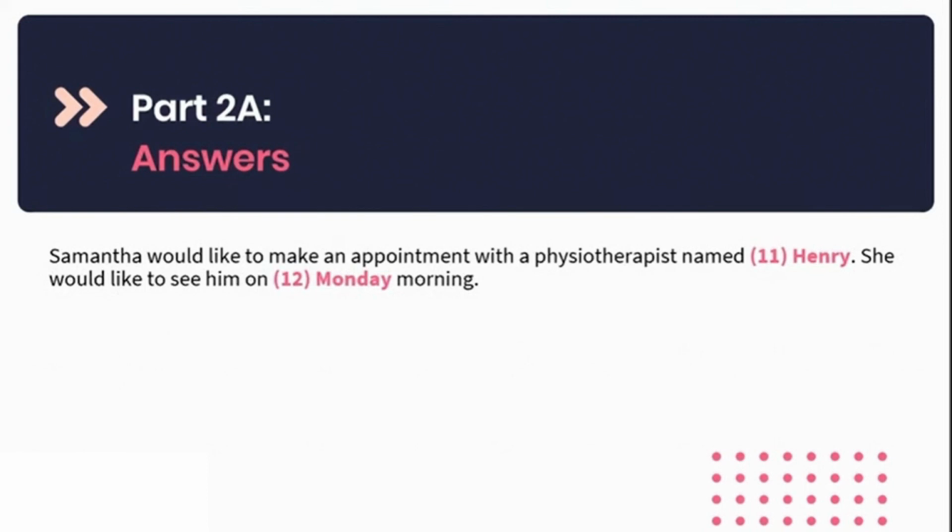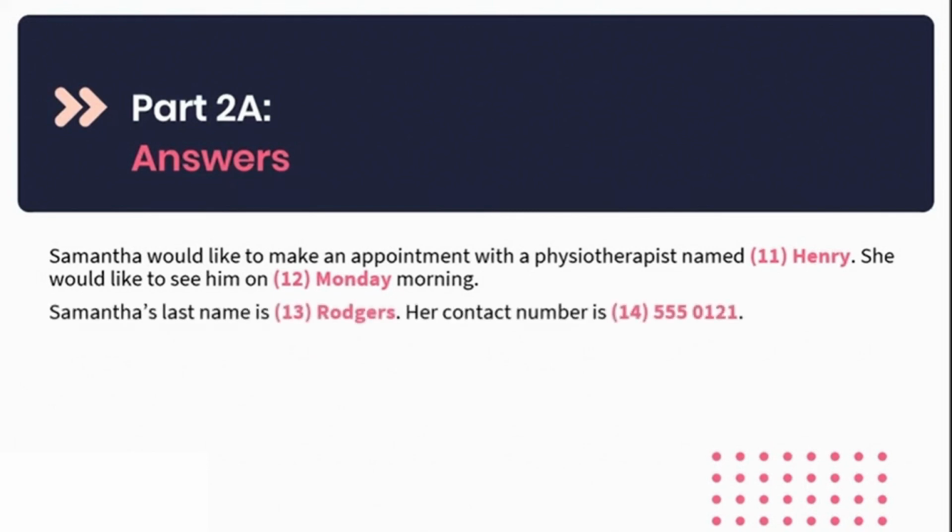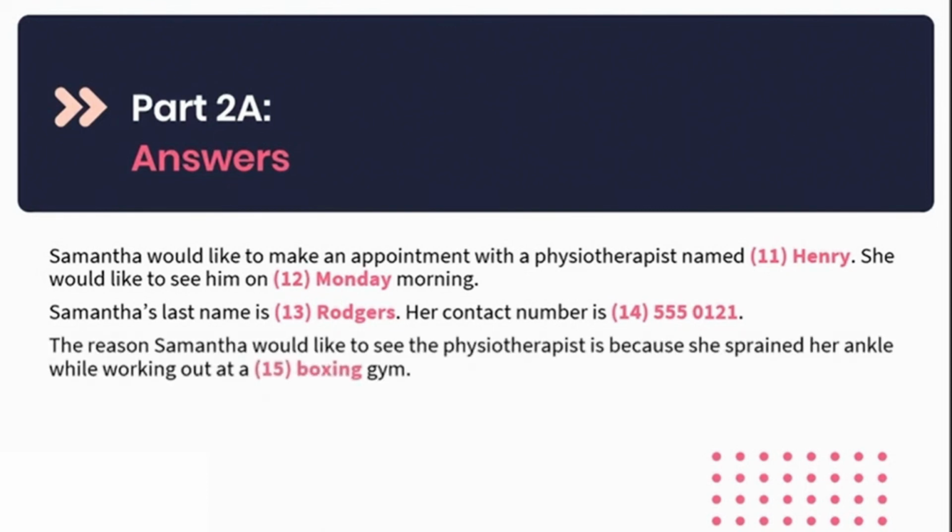Samantha would like to make an appointment with a physiotherapist named Henry. She would like to see him on Monday morning. Samantha's last name is Rogers. Her contact number is 555-0121. The reason Samantha would like to see the physiotherapist is because she sprained her ankle while working out at a boxing gym.